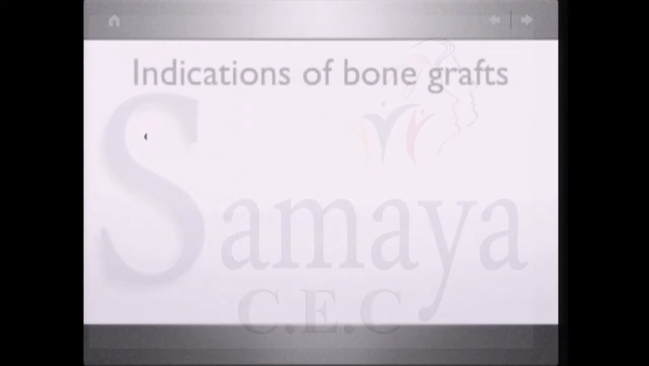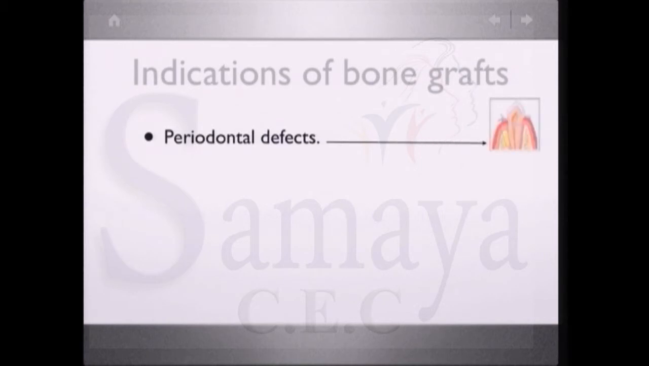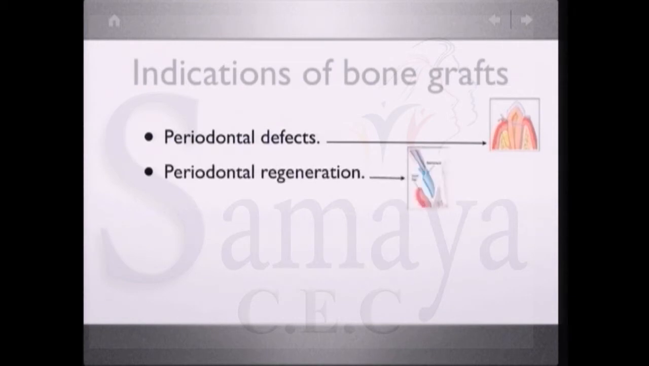So in general, the indications for bone grafts, first is periodontal defects. Whenever we have an infrabony defect, we can use bone graft material to fill that defect. We can use it also in combination with barrier membranes in GTR, guided tissue regeneration.